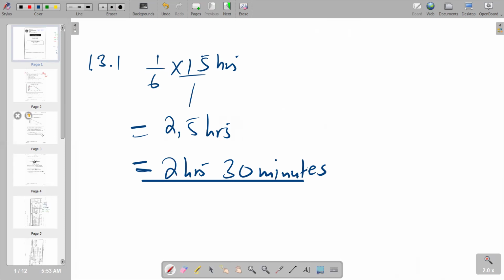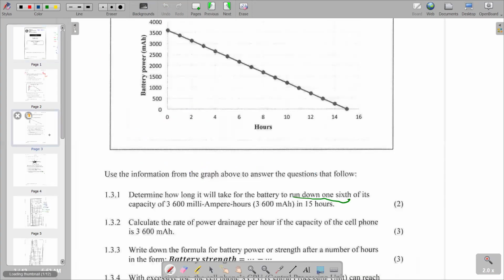So we go to the next part of the question, which is saying calculate the rate of power drainage per hour if the capacity of the cell phone is 3,600 milliampere. So per hour, if its capacity is 3,600, obviously, but we have a total of 15 hours. So we are just going to say 3,600 divided by 15.